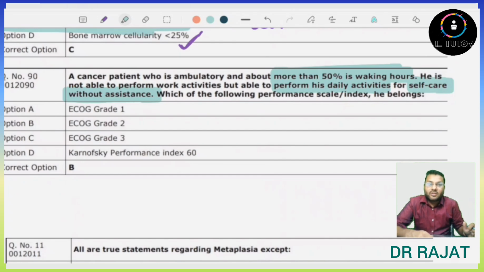So now which of the following is the performance scale or the index he belongs to? So for more than 50% in waking hours, ECOG grade 2 is there. So option number B will be the correct answer. ECOG grade 2. Answer will be option number B. So there are four grades, grade 0 and 1, 2, 3. So you have to read all of them from the notes.